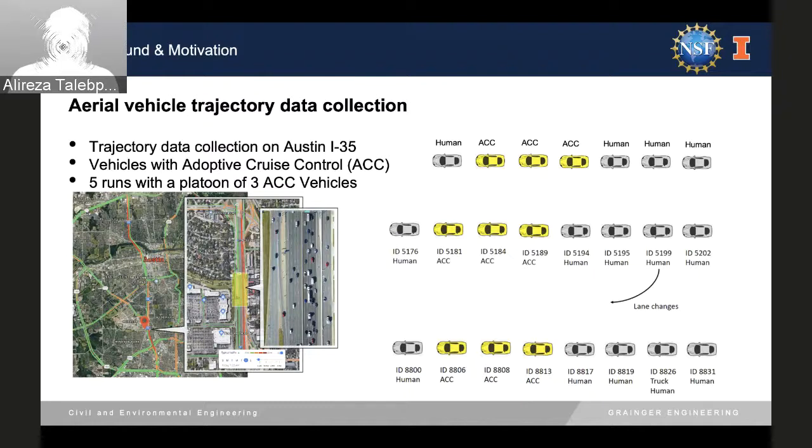We collected the data on I-35. We had 3 vehicles with full-range adaptive cruise control, and we had over 2 hours. We had 5 runs of these vehicles going through. These vehicles formed a platoon of ACC following each other, and then they just went through, and we had aerial videography to collect the data from that segment.